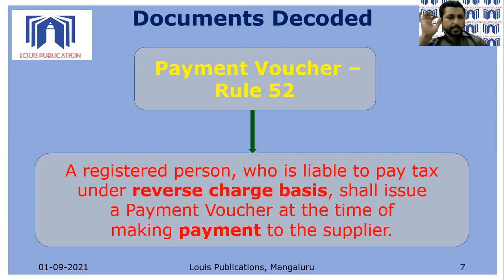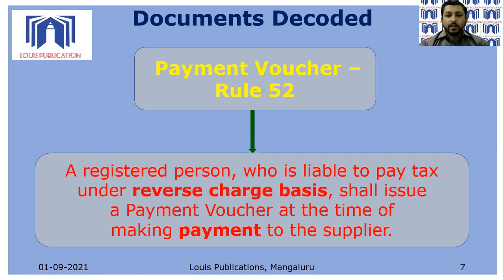And also, such a recipient will issue a payment voucher to the supplier. So a registered person, basically a recipient, who is liable to pay tax on the reverse charge basis. So normally the recipient pays, because in a normal circumstance, it is the supplier who is supposed to pay GST amount under forward charge.